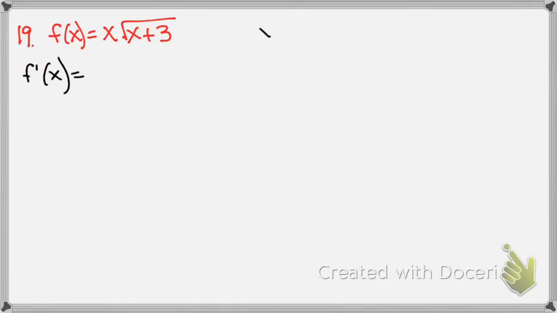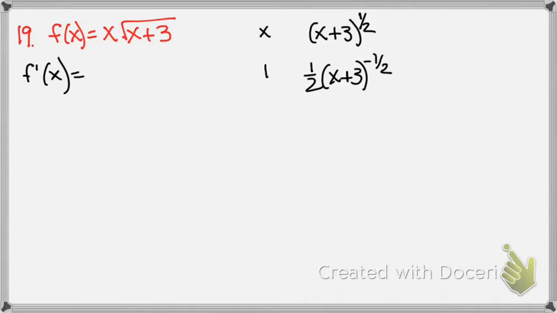So I have x and (x + 3)^(1/2). The derivative of x is 1. The derivative of this other one is 1/2 (x + 3)^(-1/2) times the derivative of the inside, which is a 1. Crisscross, and when you do it, also simplify it at the same time. So when I multiply these two here, I'm just going to write that as a square root. So that's the square root of x + 3.